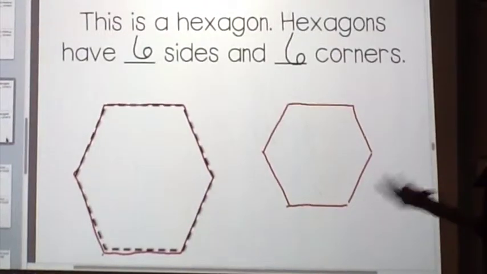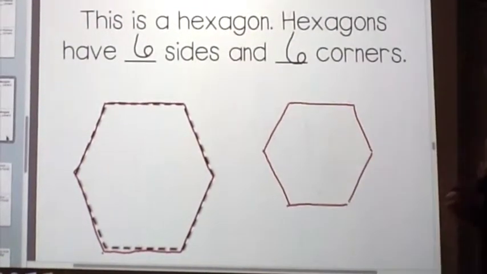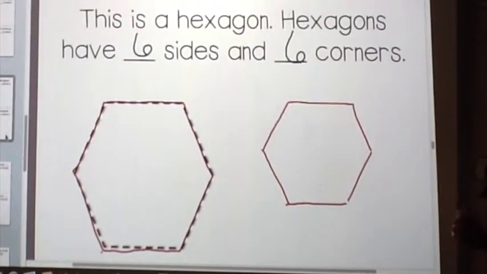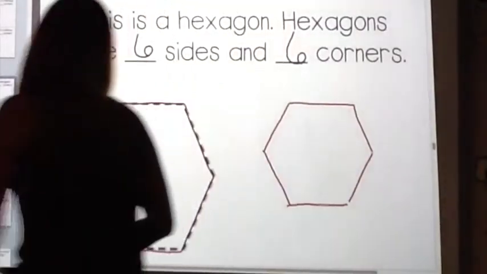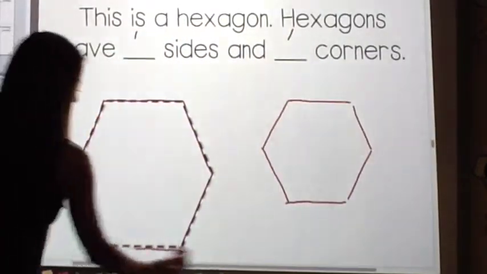Now, like I said before, this one's a little bit more difficult. Your angles or your sides might be a little bit off. That's okay. As long as you have 6 sides and 6 corners with a straight line, you're good to go. All right, finish that one up. And we'll move on to the next one.